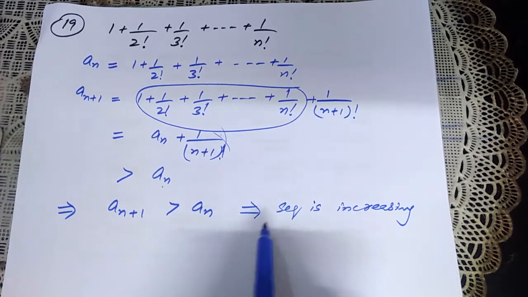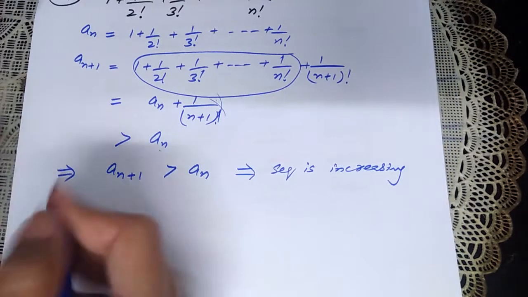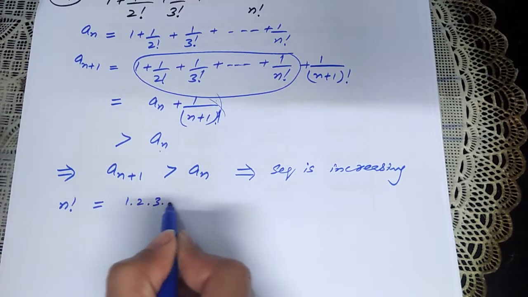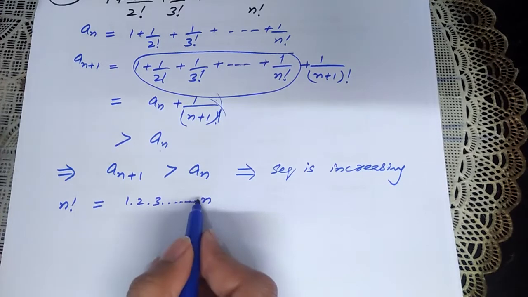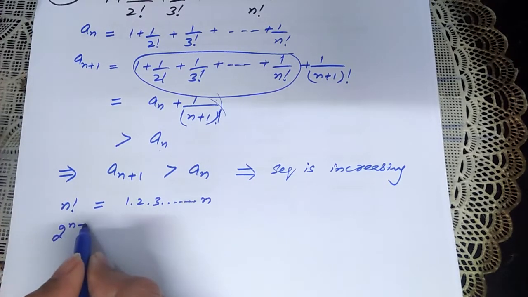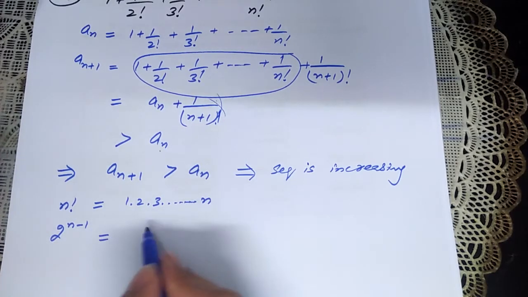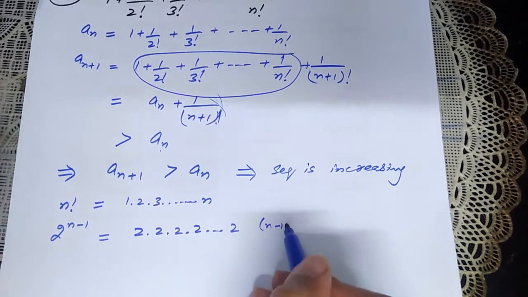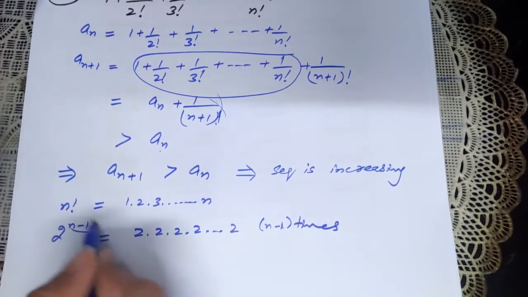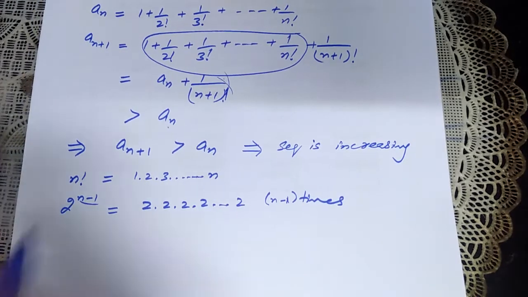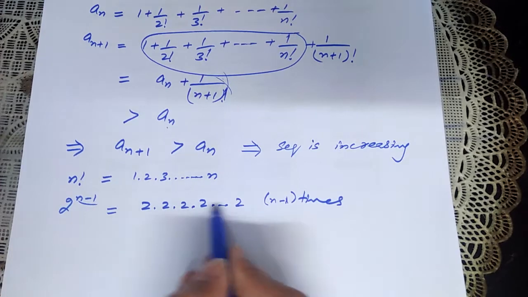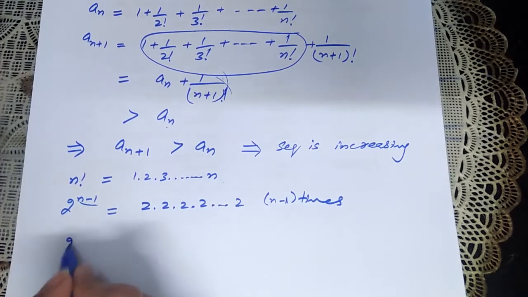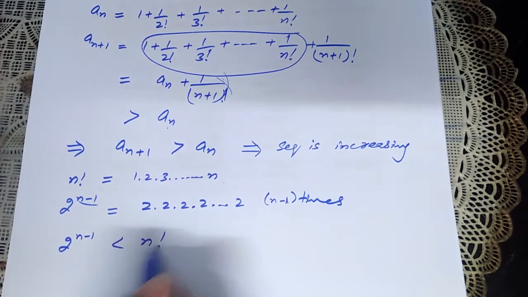Now to check whether it is bounded or not, consider n factorial. You know that n factorial is basically 1 into 2 into 3 and up to n. If we have 2 to the power n minus 1, it can be written as 2 into 2 into 2 up to 2, that is n minus 1 times 2, as mentioned here. Now you see this product 2 into 2 into 2 is less than this product. So we can write 2 to the power n minus 1 is less than n factorial.